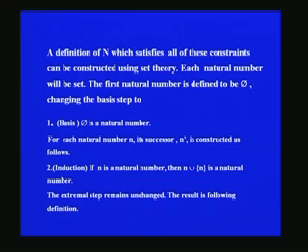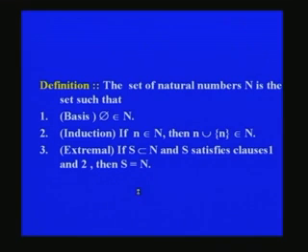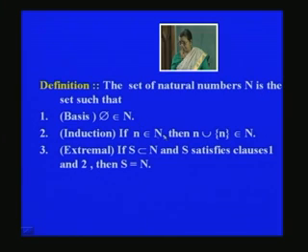A definition of n which satisfies all of these constraints can be constructed using set theory. This is what we have seen. Phi is a natural number. Then if n is any natural number, then n union {n} is a natural number. The extremal class is the same as before. So, the definition is like this. The set of natural numbers N is the set such that phi belongs to N. If n belongs to N, then n union {n} within flower brackets belongs to N. The extremal class is if S belongs to N and S satisfies classes 1 and 2, then S is equal to N.